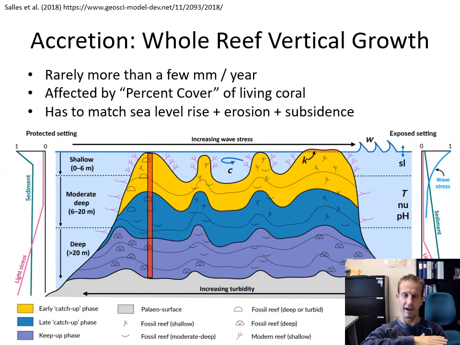And we call that the accretion of the reef. So the overall reef structure made up of many corals covering the reef could be accreting fast or slow, but rarely do reefs accrete more than a few millimeters a year. And it's interesting to think about those rates of coral accretion, because a few millimeters a year is on par with the rates of sea level rise. So there's kind of like a slow motion race between how fast the reef is building up and how fast the sea level is rising.